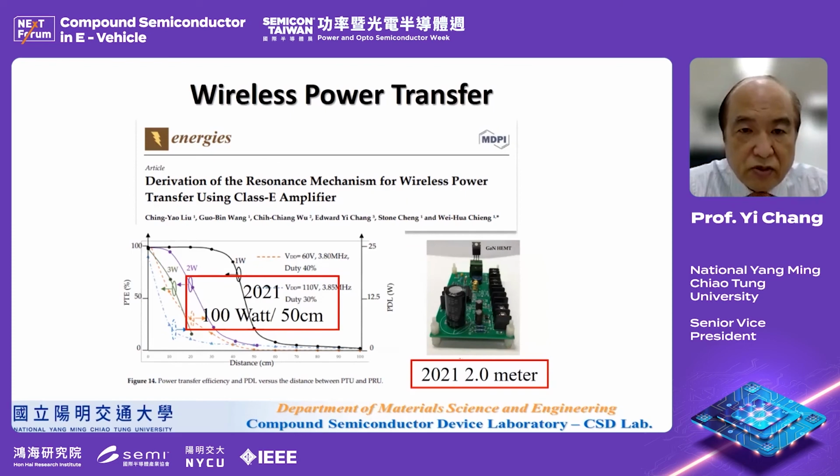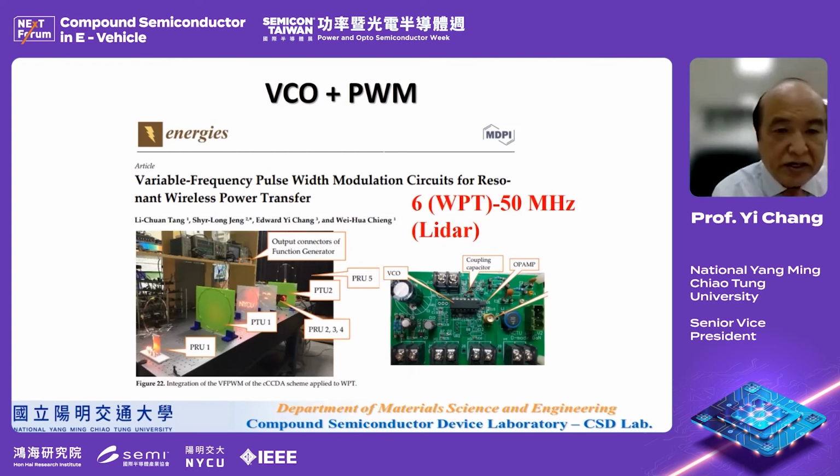The next example is wireless power transfer, using a Class E amplifier. With 100 watt, it can transmit up to 50 centimeter, and at present we can do up to 2.0 meter. The next example is a variable frequency pulse width modulation circuit for a redundant wireless power transmitter, and it can work at 50 megahertz and can be used for a LiDAR driver.